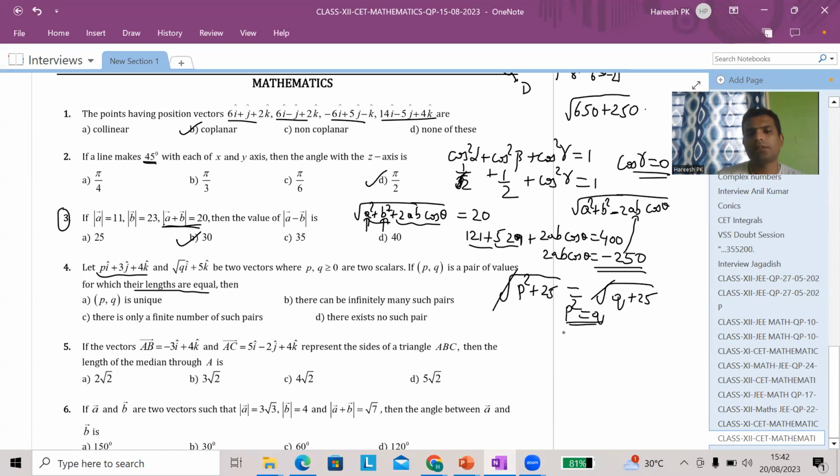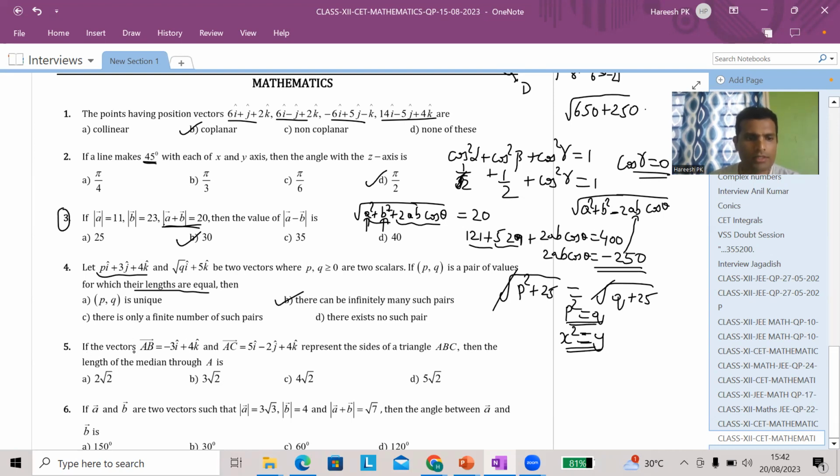Now, isn't this looking like x square is equal to y? And what is y is equal to x square? It's a parabola. How many points are there on the parabola? Infinite. So the answer here is there are infinitely many pairs. Next one.